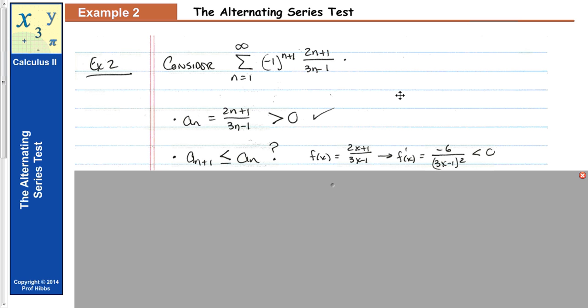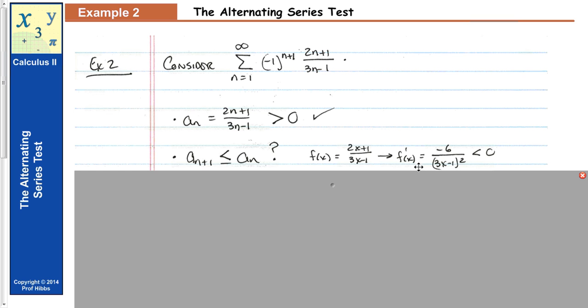So this is a tool that we've seen before. Why don't we consider the function f of x equal to x plus 1 over 3x minus 1? And from its derivative, we can see whether that function is decreasing.